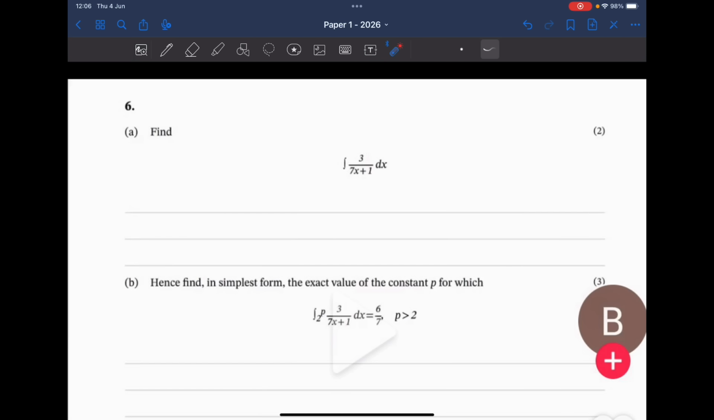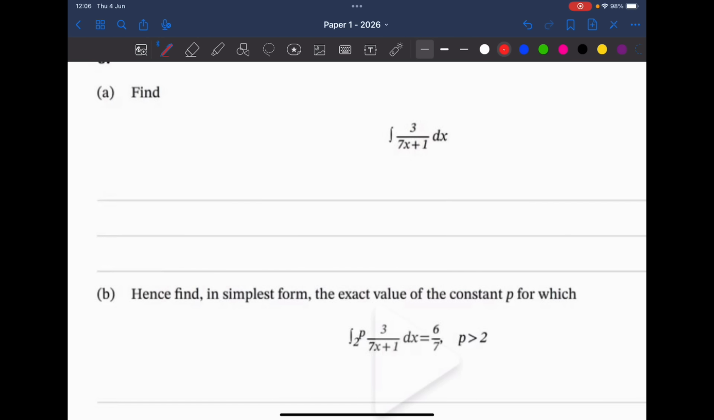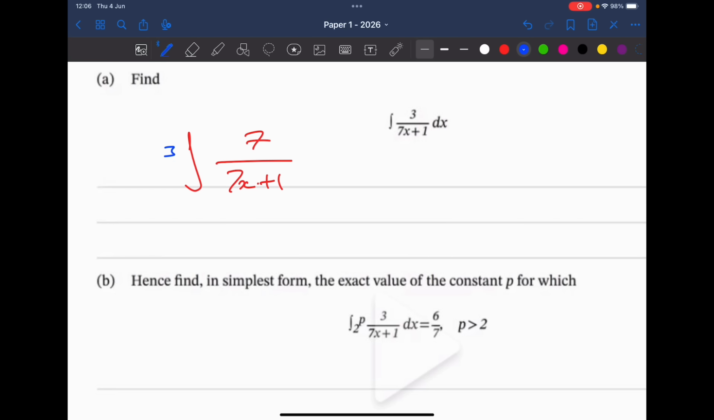This is reverse chain rule. It's the log thing. So what we need to spot is that when you differentiate 7x plus 1, you get 7. So we really want to write this where we have 7x plus 1 on the bottom and just a 7 on the top. How do we do that? Well, we had a 3 there, so let's put the 3 out the front. And then we've had to times by 7, so we need to divide by 7 as well. So we get 3/7 of this thing.